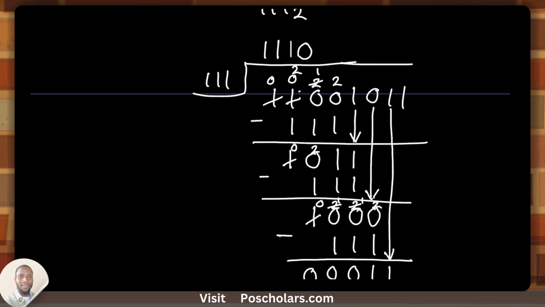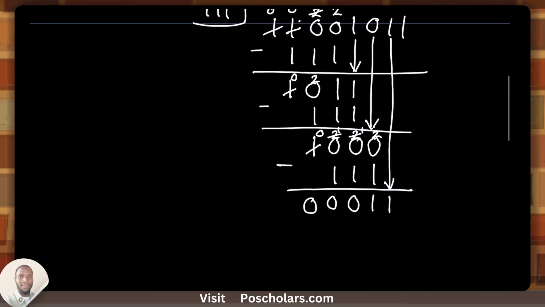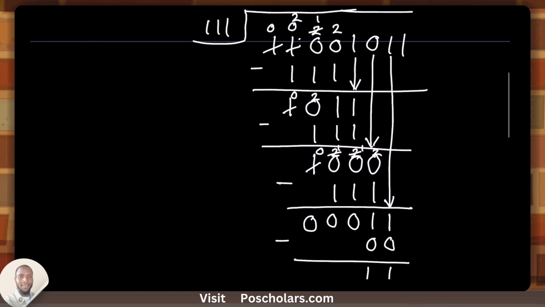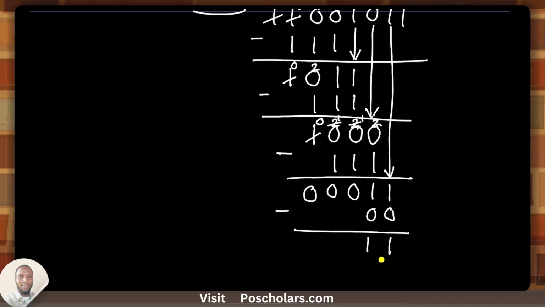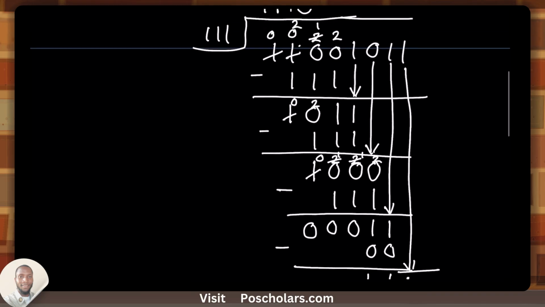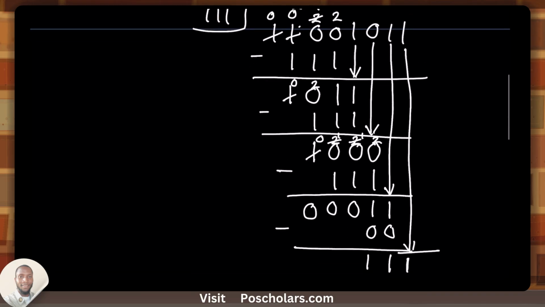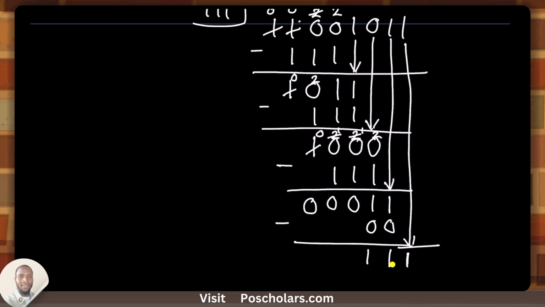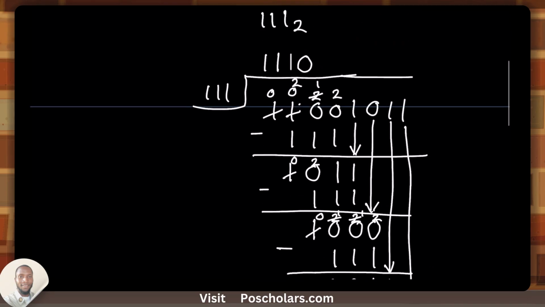Then you multiply. 0 times 111 gives 0. So you write your 0 here. Now you subtract. 1 minus 0 gives 1. 1 minus 0 gives 1. Now, again, you see how many 111 can you find in 11? It's impossible. So you bring down this 1, right? So you have your 1. Now, how many 111 can you find in 111? That's simply 1. So I write 1 here.